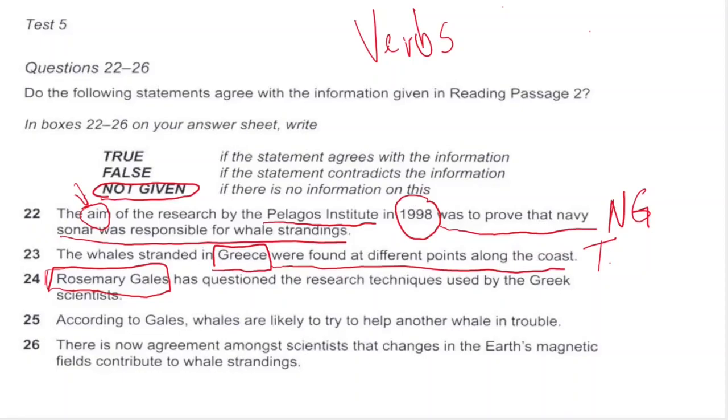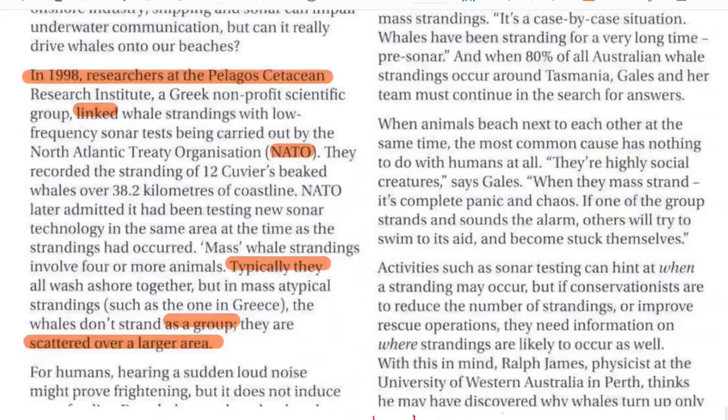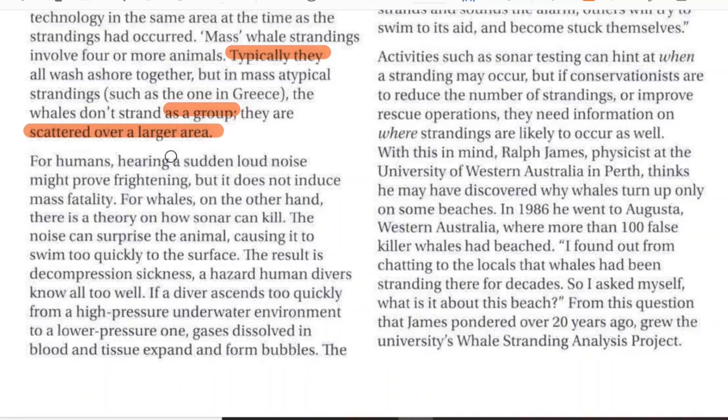And the most important information is this. She has questioned the research techniques used by the Greek scientists. So the verb here, has questioned, carries the most important information in this statement. So we're going back to the passage and we are going to scan very quickly looking for the word or the name of this researcher, Rosemary Gales. We are not going to read, we are only going to scan very quickly.